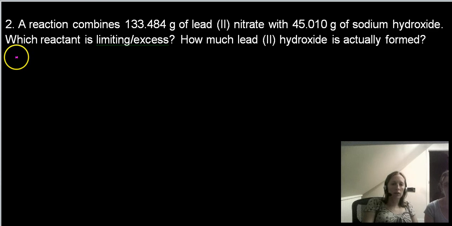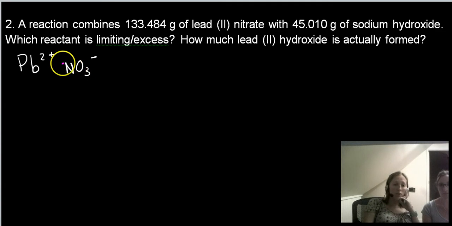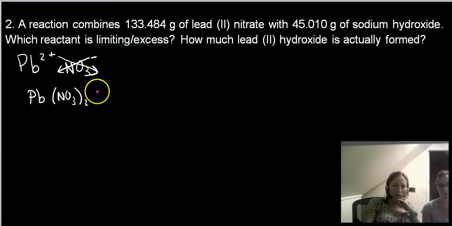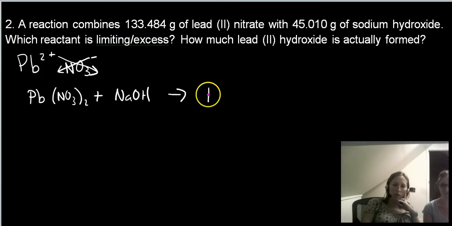All right, lead 2. That's your lead ion. Nitrate, I don't remember nitrate. It's NO3 minus. Now you're going to need to figure out the formula, which is Pb(NO3)2. All right, with sodium hydroxide, which maybe you actually remember is NaOH, and lead 2 hydroxide. I gave you one of them. Quit complaining.